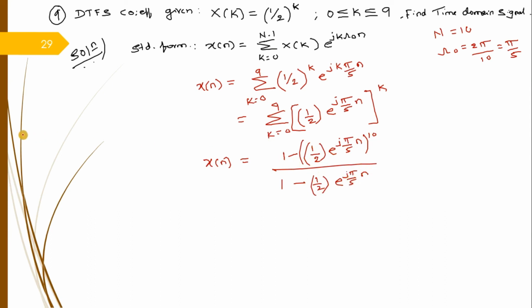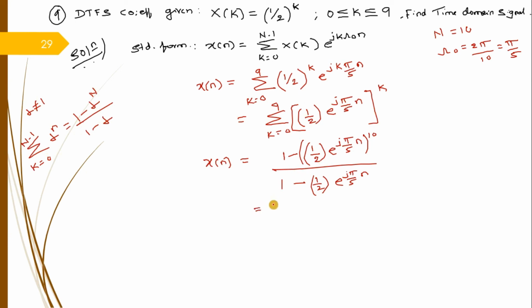If it is not clear, I'll write it here. We had earlier derived a formula: summation k equal to 0 till N minus 1 of alpha raised to k, if alpha is not equal to 1, equals 1 minus alpha raised to N divided by 1 minus alpha. In place of alpha, I am having this big quantity. That's it. I am applying this formula. We had come across this formula in the previous chapter, right?